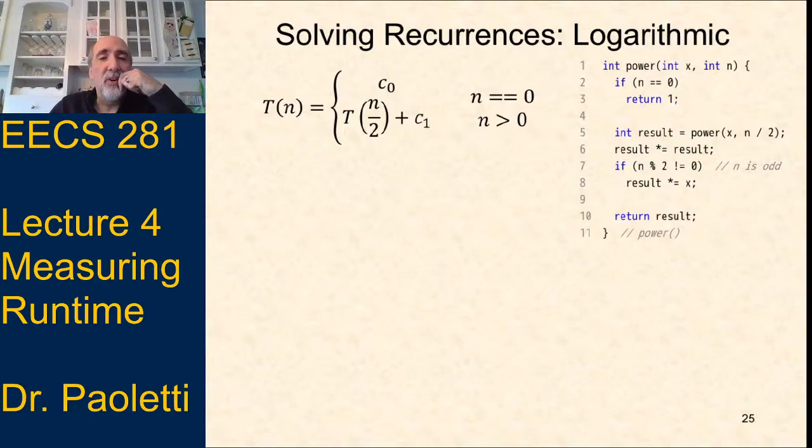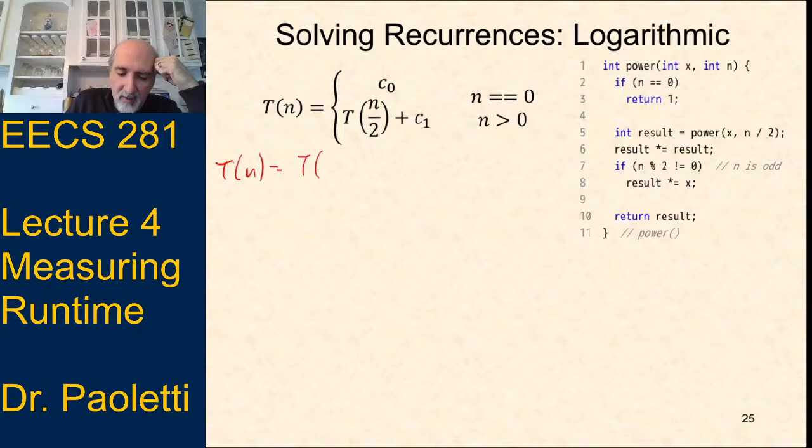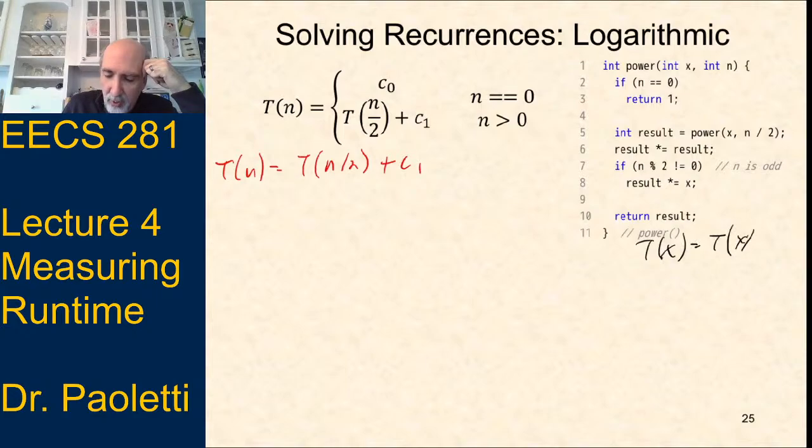All right, so I'm going to get rid of that to make room because we're going to need all the room we can get here. So I've got T of n is equal to T of n over 2 plus C1. And then let's remember T of x is equal to T of x over 2 plus C1. All right, so I'm going to do my substitutions.